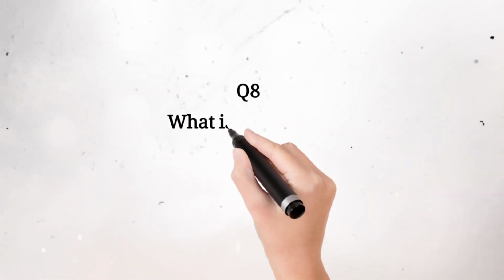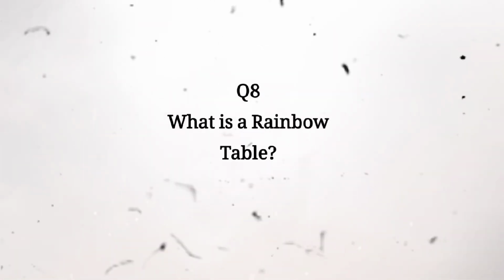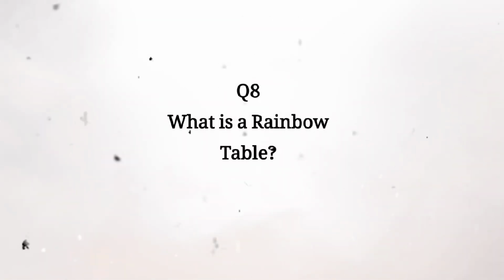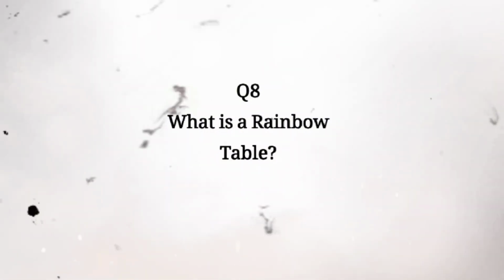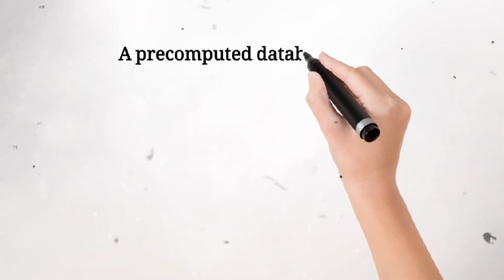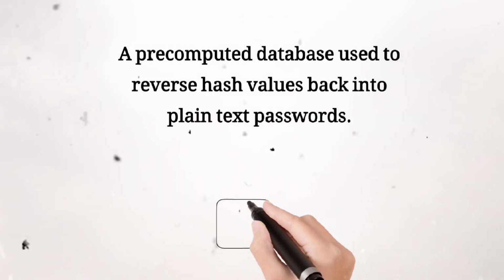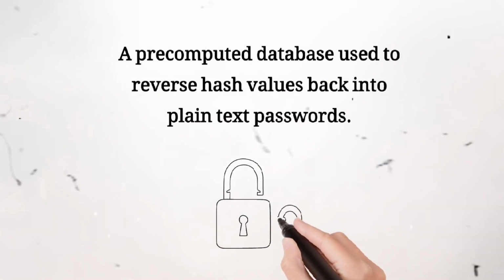8. What is a rainbow table? Your time starts now. A pre-computed database used to reverse hash values back into plain text passwords, which is exactly why salting exists.